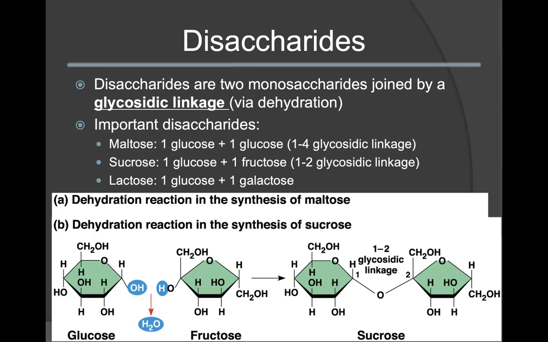There is a way of numbering these carbon rings. I am not asking you to be responsible for knowing how to number the carbons. That is if you take a specific chemistry course, but for the sake of this course, you should be familiar with what 1,4, 1,2, and 1,6 mean. If we're referring to a glycosidic linkage, you should know that that refers to the carbons that are involved in creating that bond.